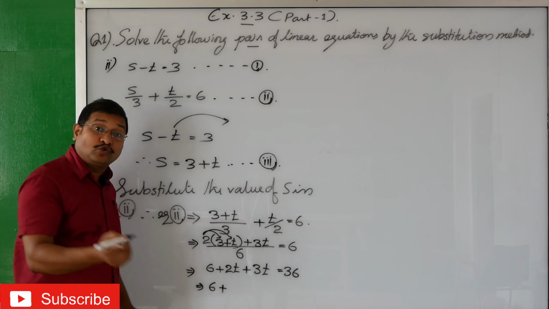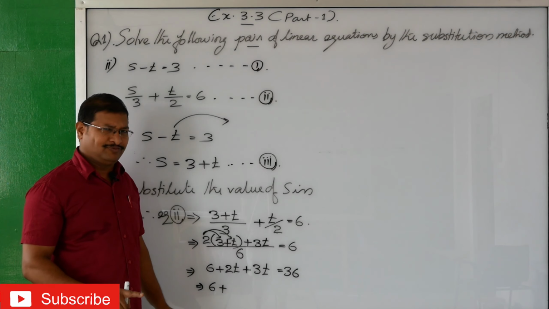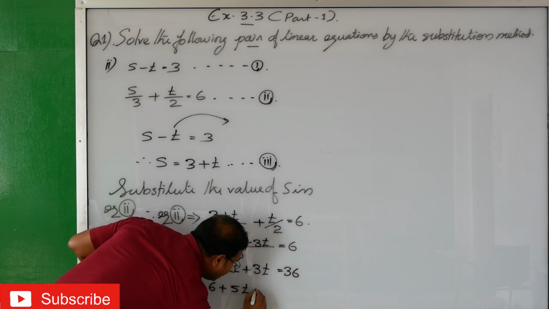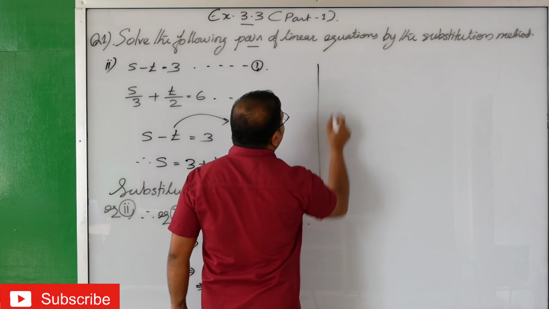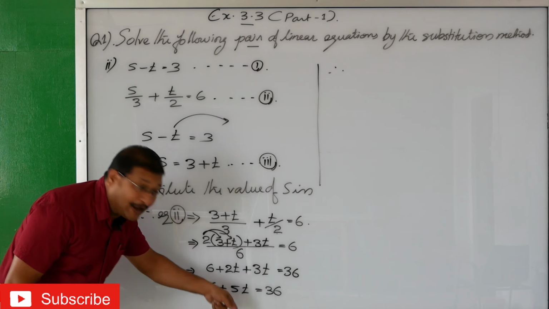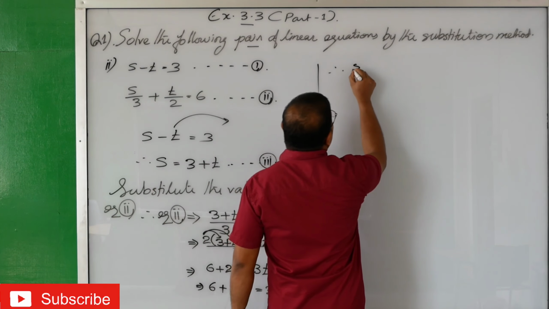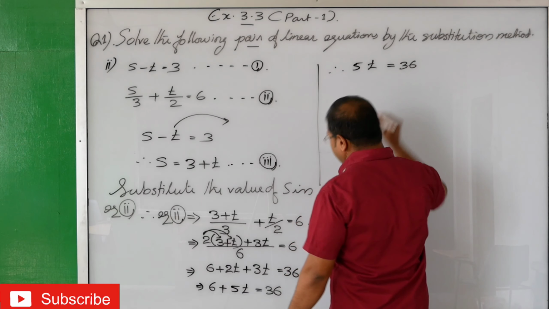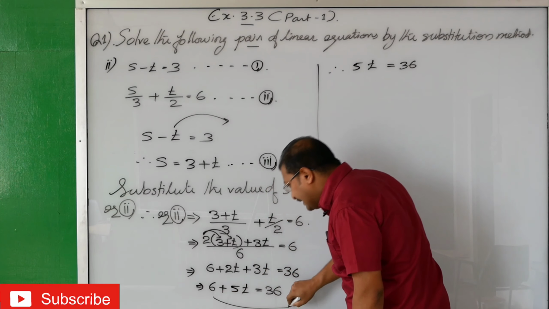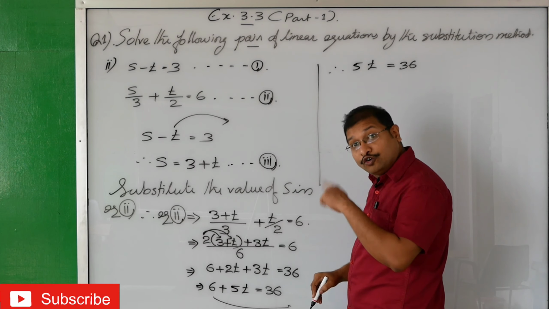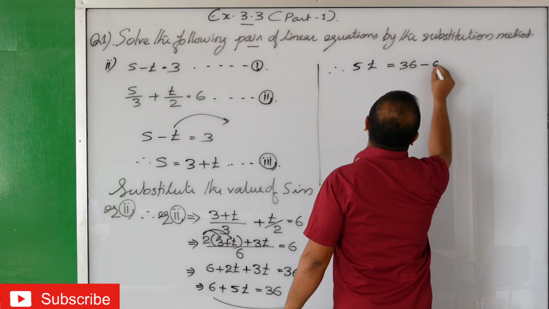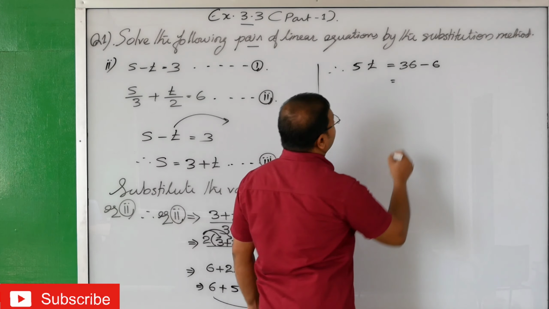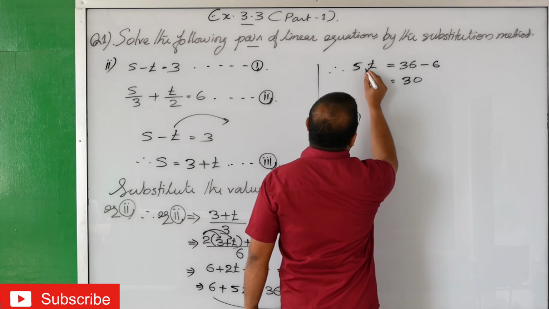2t plus 3t means 2 mango plus 3 mango. 2 plus 3, 5. That means 5t equals 36. Now this 6 will carry to the next side. The plus will go to the next side as minus 6, so 36 minus 6 is 30. So we got 5t equals 30.